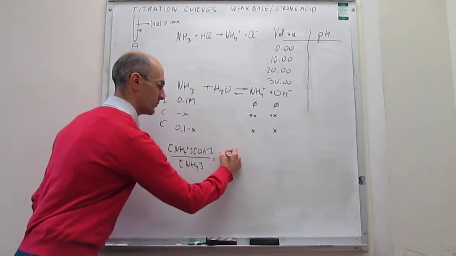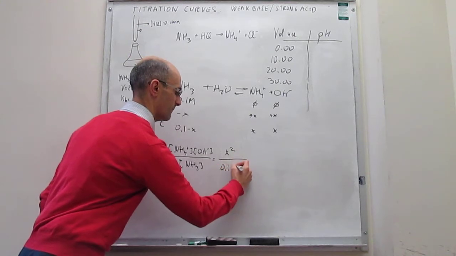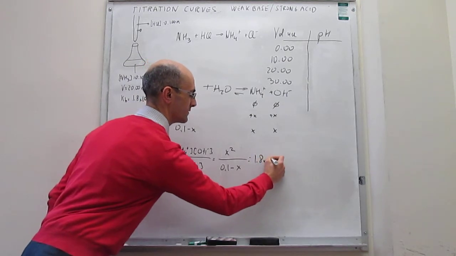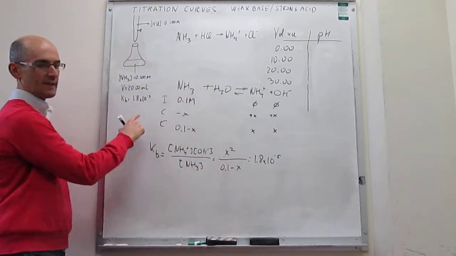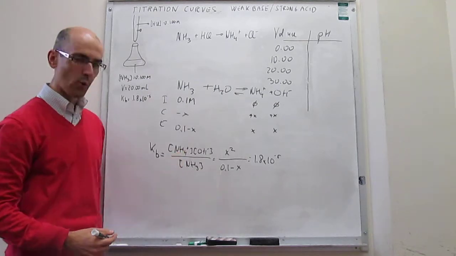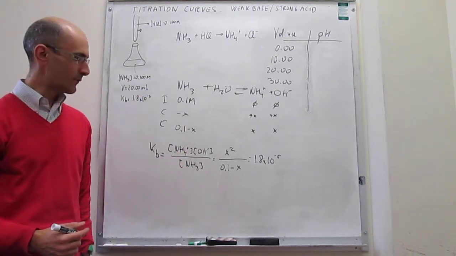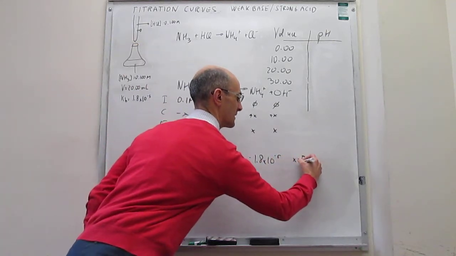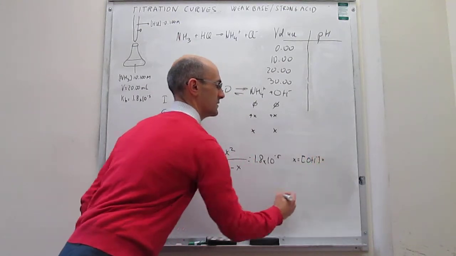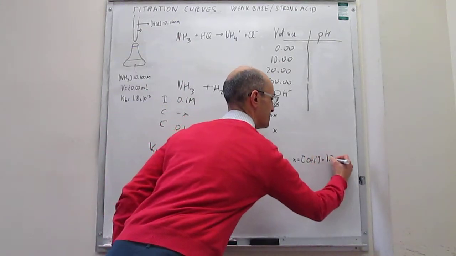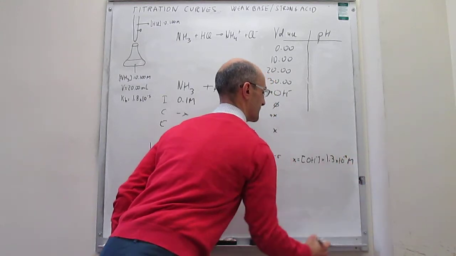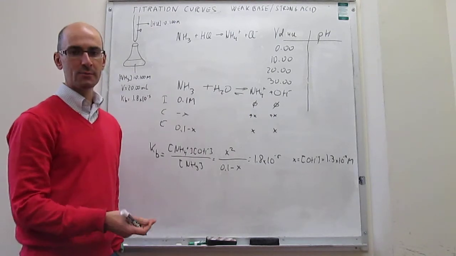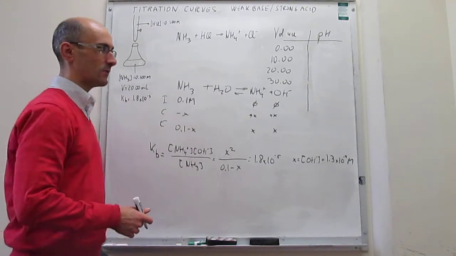And this is equal to x squared over 0.1 minus x. And this value of the equilibrium constant is equal to 1.8 times 10 to the minus 5, which is given by the problem. So there you have a quadratic expression that you can solve using the approximation method to find that this x, which is exactly the same as the concentration of hydroxide, is equal to 1.3 times 10 to the minus 3 molar. From here you can calculate the pOH, and then 14 minus the pOH will be the pH, which in this particular case is 11.11.